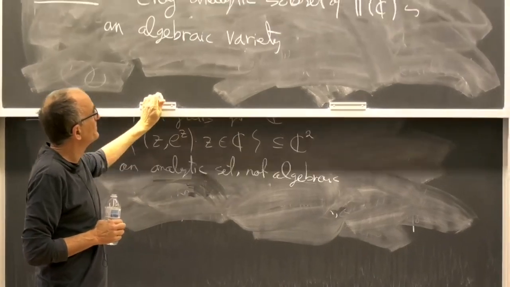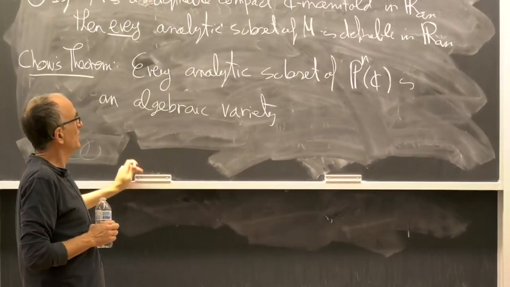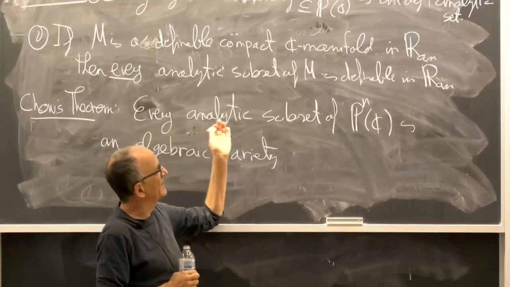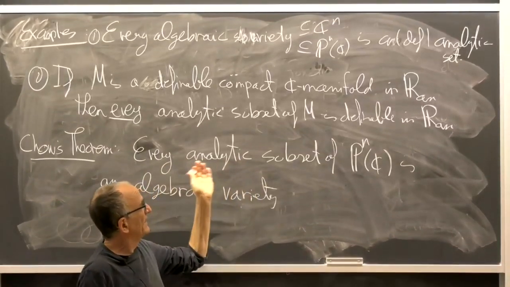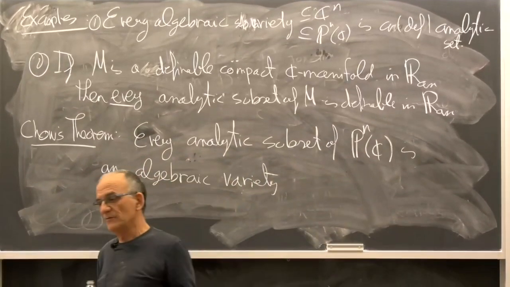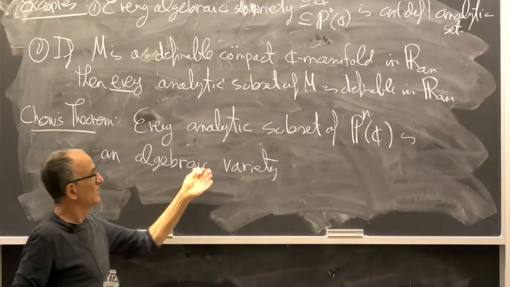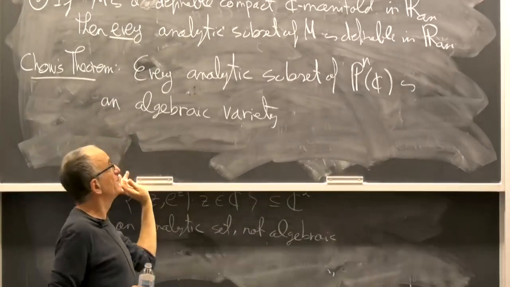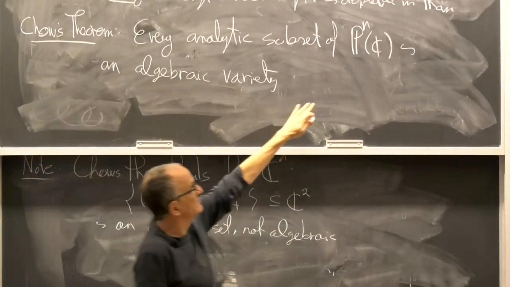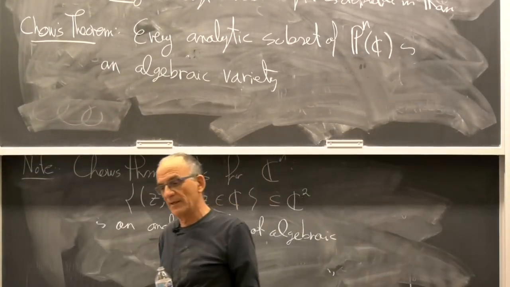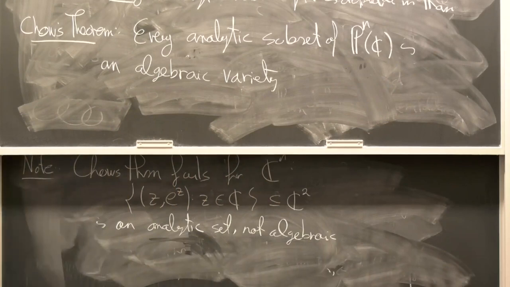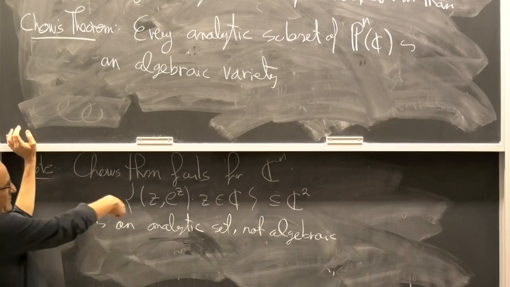Notice, we could say that every R_n-definable analytic subset of projective space is in fact definable algebraically. A priori, every analytic subvariety, because this is compact, is definable in R sub n. At the end, we can move from R sub n to an algebraic object. And here there are no definability assumptions.